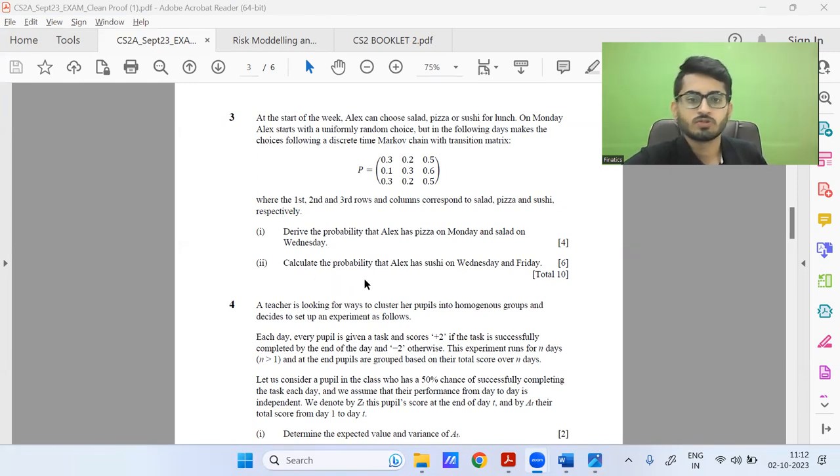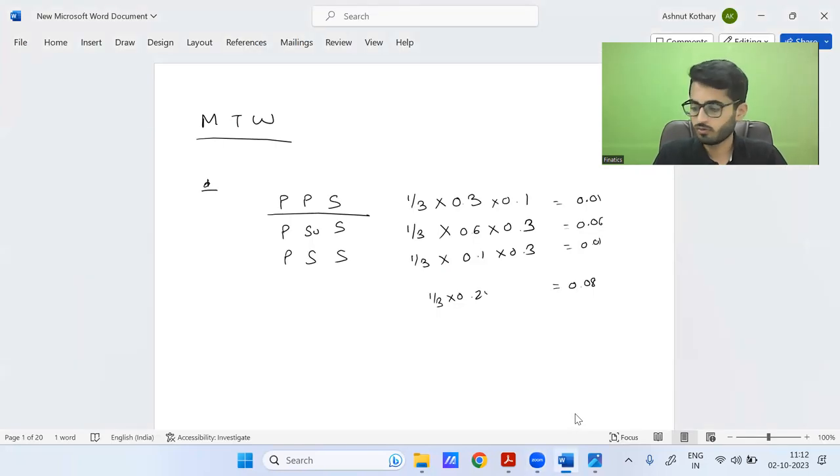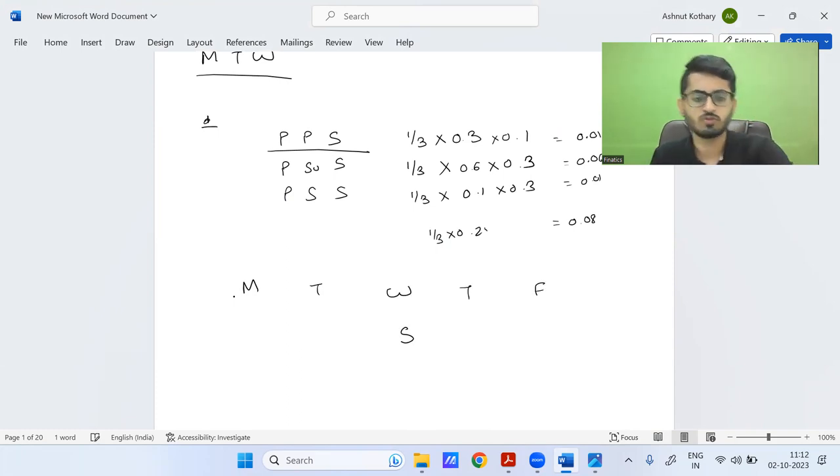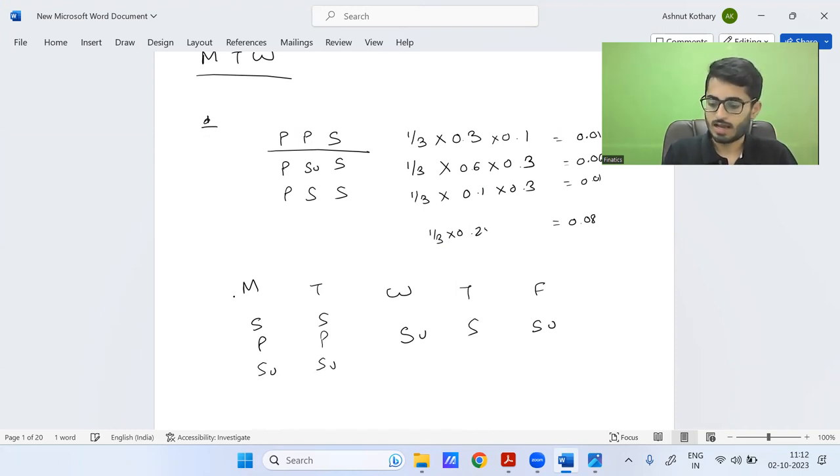So part two. Here again, what they're asking is sushi on Wednesday and Friday. What happens on Monday, Tuesday, Thursday is not given. We need to look at all possible paths. There will be a lot of ways to look at it. Let's say, just to show it to you, like a tree diagram. You have Monday, Tuesday, Wednesday, Thursday, Friday. Here you need to have sushi, and you need to have sushi over here. So here there could be three possibilities: salad, pizza, sushi. Salad, pizza, sushi. Salad, pizza, sushi. Need to consider all possible paths.